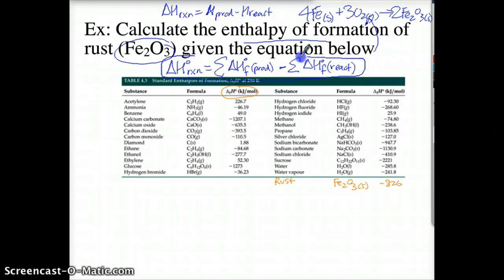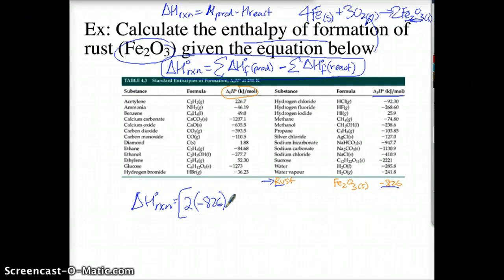This is something called Hess's law, which we're going to expand on over the next 2 days. And let's calculate the delta H of the reaction here. So let's think about my products. My only product is Fe2O3, but how many moles of them do I have? I have 2. So I need to say I have 2 moles times the enthalpy of formation of that compound, which, okay, we got to find rust on the table here. Here's rust. Its enthalpy of formation is negative 826, so I plug that in.